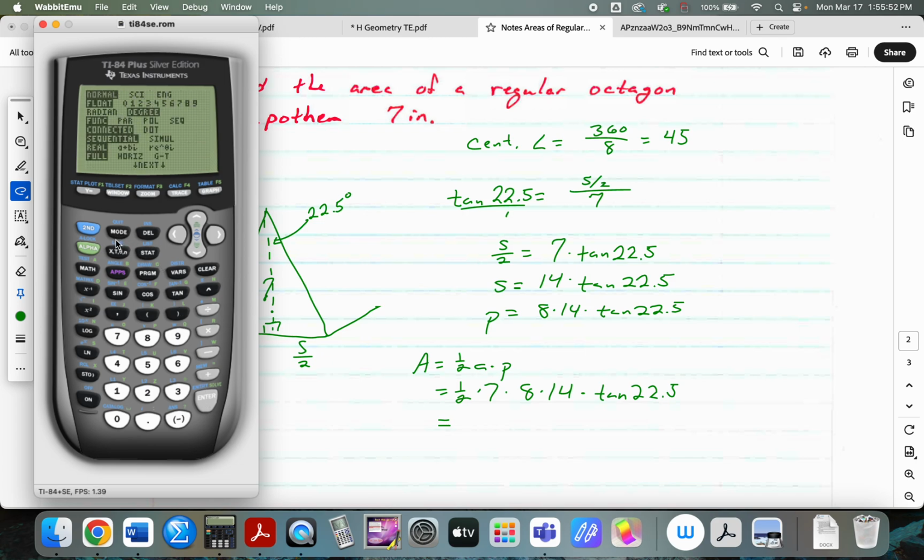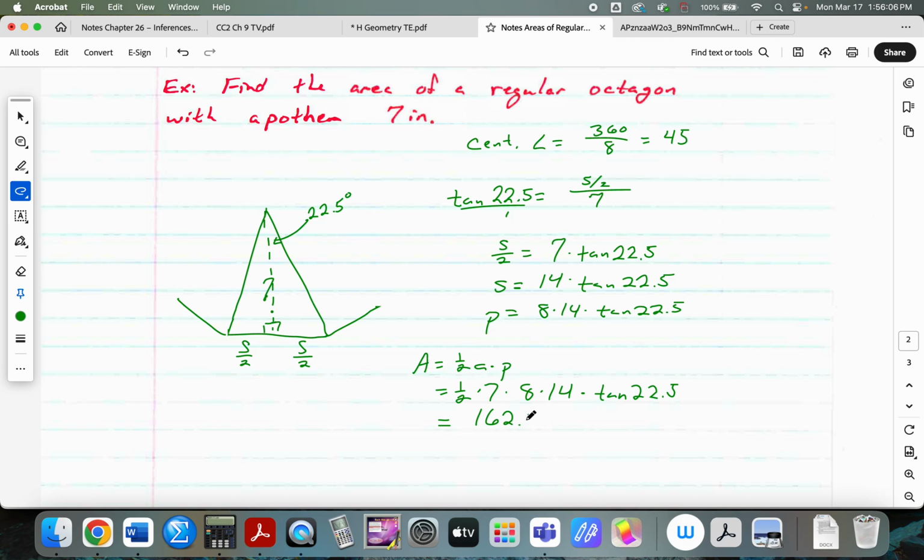Make sure my mode is right. Yep. It didn't say what to round it to, so I'm going to just round it to 1 decimal place. That'd be 162.4 square inches. Again, if I can be just blunt with you, that's as ugly as these problems get, is one like that, where they give you the apothem and the angle is nasty and the whole deal.